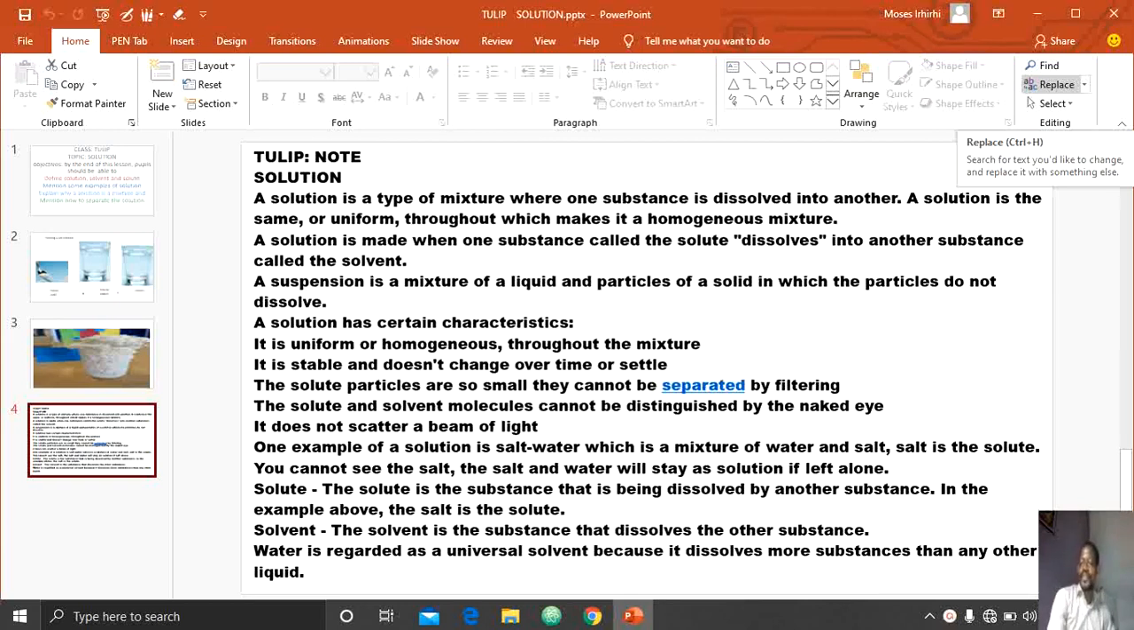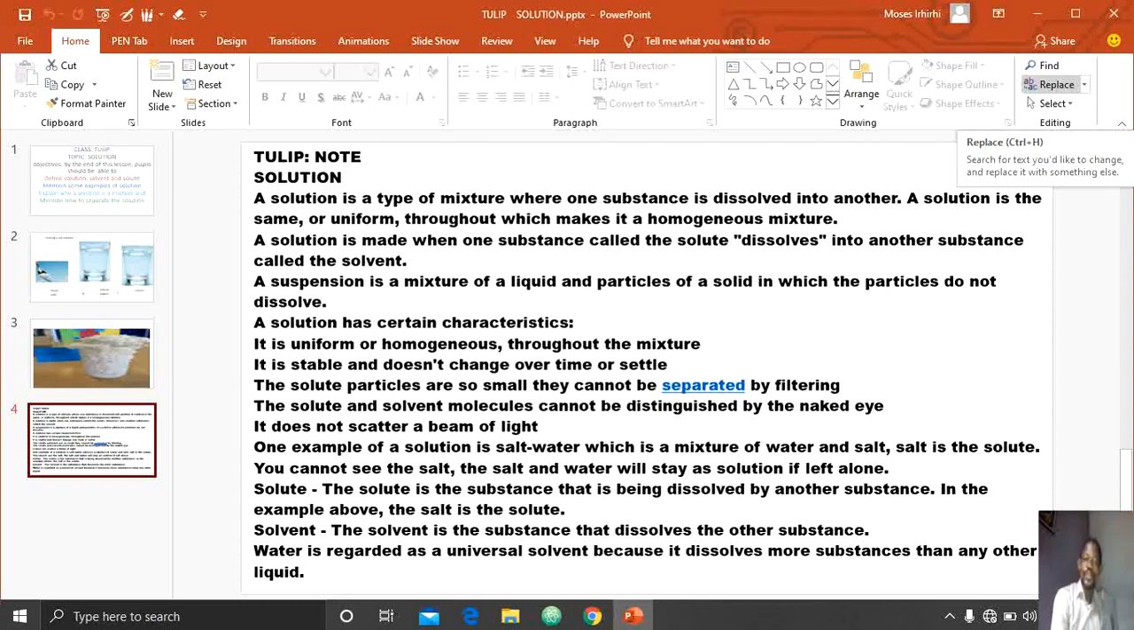A substance that is dissolved in the liquid is called a solute. And then we have solvent. The solvent is a liquid in which the solute is dissolved. A solution is a mixture. And why is a solution called a mixture?